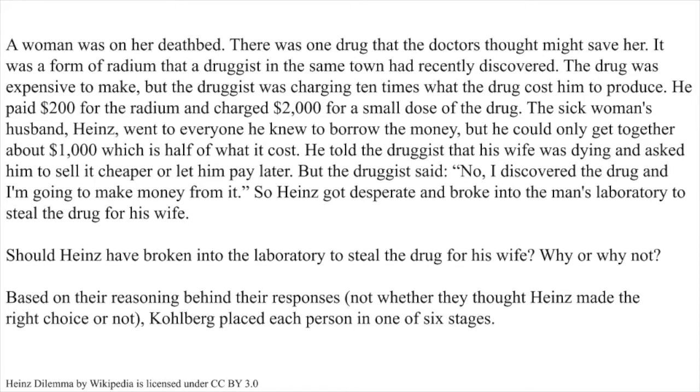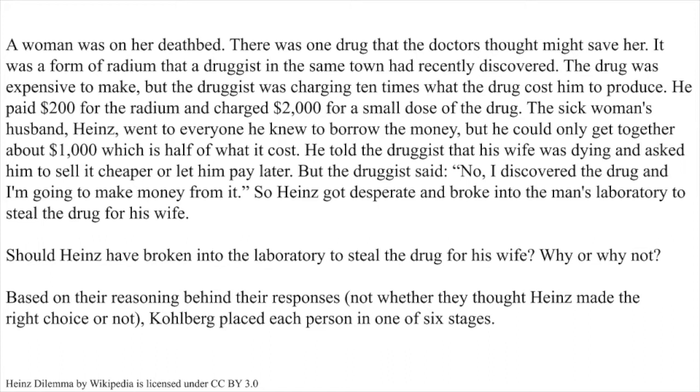A woman was on her deathbed. There was one drug that the doctors thought might save her. It was a form of radium that a druggist in the same town had recently discovered. The drug was expensive to make, but the druggist was charging 10 times what the drug cost him to produce. He paid $200 for the radium and charged $2,000 for a small dose of the drug. The sick woman's husband, Heinz, went to everyone he knew to borrow the money, but he could only get together about $1,000, which is half of what it cost.